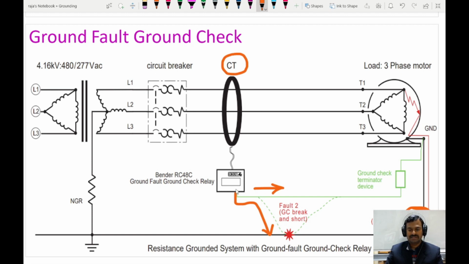And if the signal is not reaching the ground check termination device, and more current is drawn from the relay, this particular device, that means it is also going to say that there is a short circuit, a ground check short, so that it will give the indication and it will give the open signal. So this is for ground fault, ground check circuit.